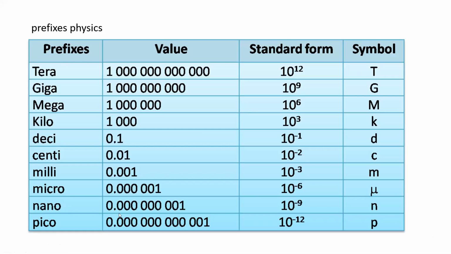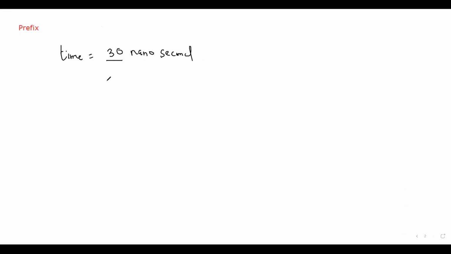So what is the meaning of nano? Nano means 10 power minus 9, as you can see here. If it is written nano, you can write 0.000 till 1, or you can write 10 power minus 9. So when we write the complete answer, if it is written the time is 30 nanosecond, it means the time is equal to 30 into nano, meaning 10 power minus 9. So 30 into 10 power minus 9 second. That is the actual value of the time.